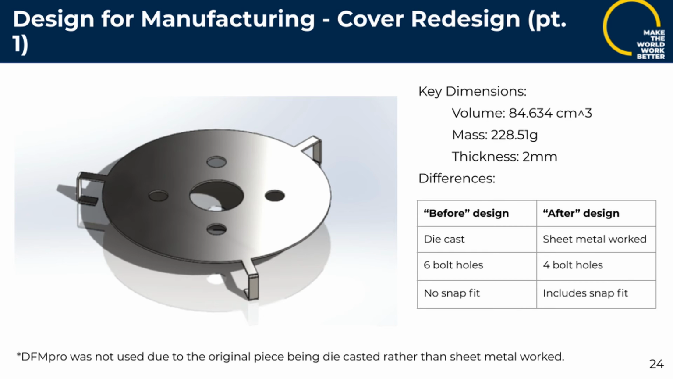For design for manufacturing for the cover redesign, we performed the cost estimation using the analytical method in the design for manual assembly slide. Here we included an isometric view of the CAD after the redesign with the key dimensions for the selected primary process of sheet metalworking. The main differences in the before and after design are seen in this table. DfM Pro was not used due to the original piece being die-casted rather than sheet metal worked.